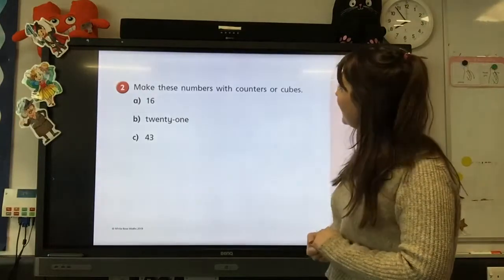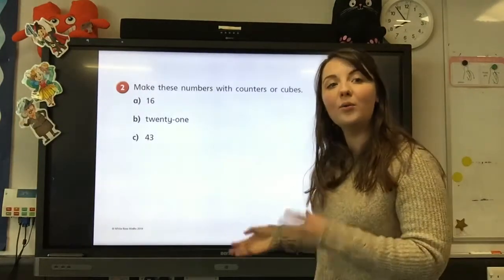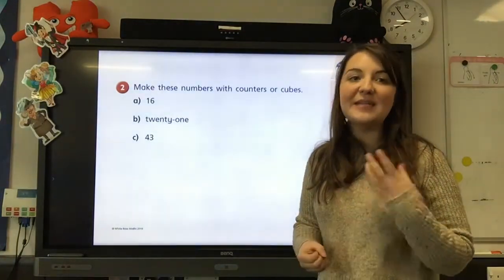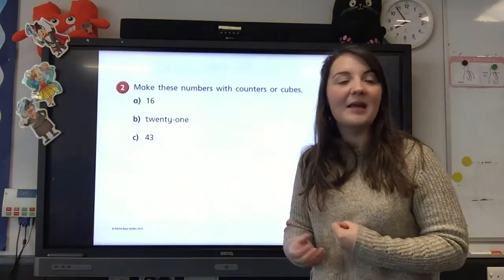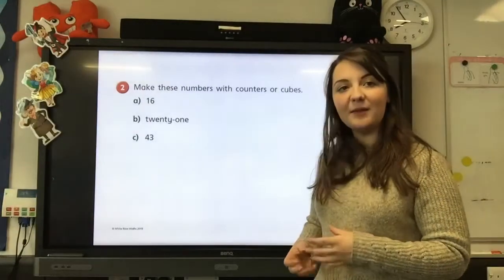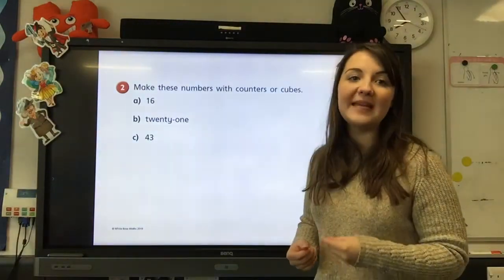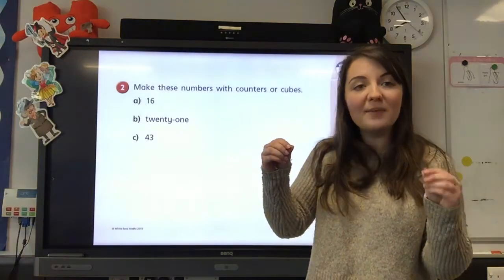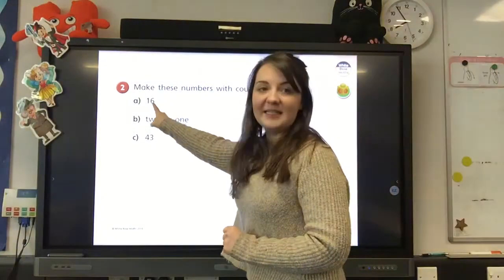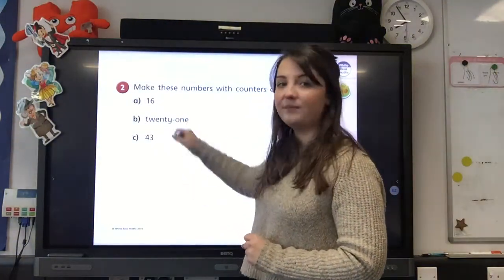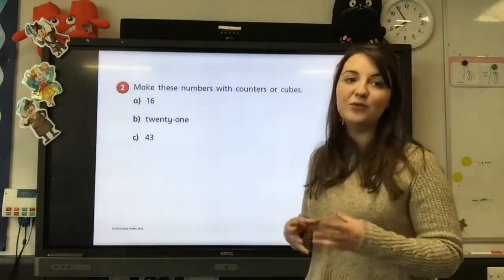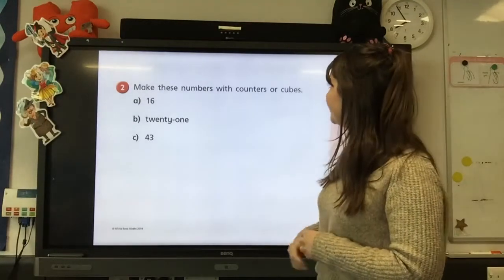Number 2 says make these numbers with counters or with cubes. So you'll have other things at home that you can use, Lego, pasta, maybe you do have some counters, anything small, and you need to make them with tens and with ones. So remember when you make a 10 to group them together, put them in a line so you remember that line represents 10. So you have 16, you have 21 and you have 43. As well as using objects, you can also draw your sticks and stones next to it.